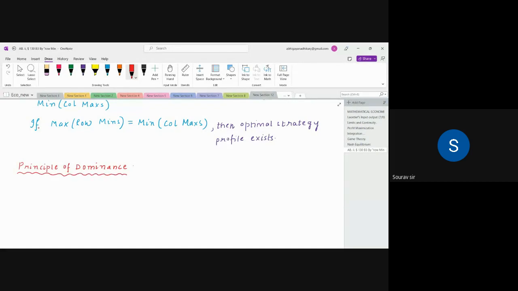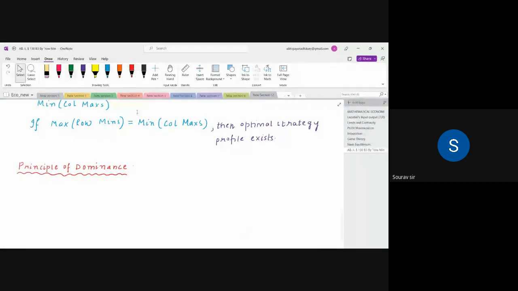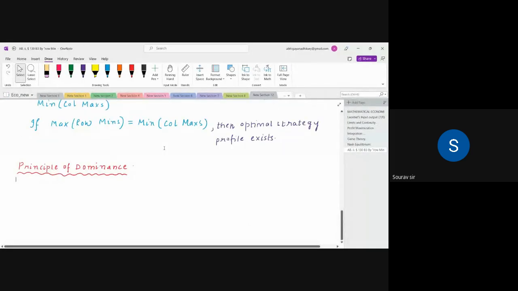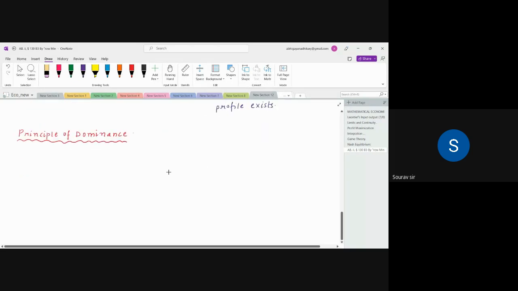Before going into any formal definition, let me just start with an example. The example is very much relevant in the telecom industry, like we discussed in the starting. Let's say there are two firms and both of them are engaged in a price war, deciding what price to set. They have three options. So let me just draw a payoff matrix so that we can analyze this game.